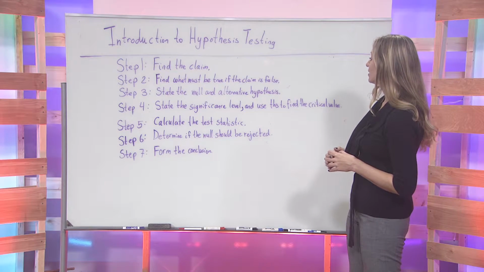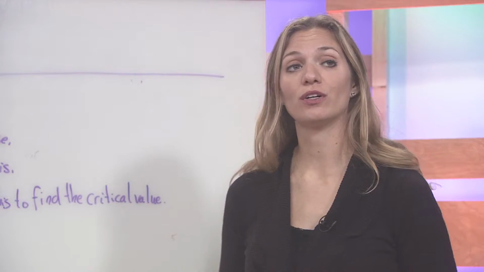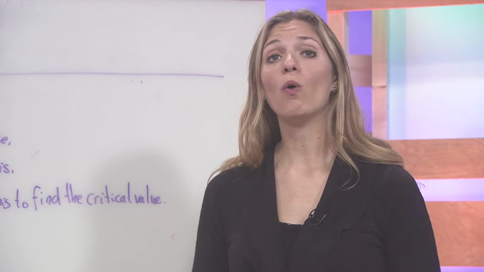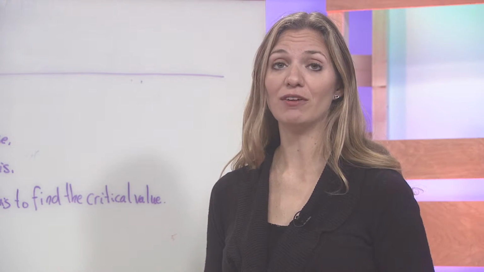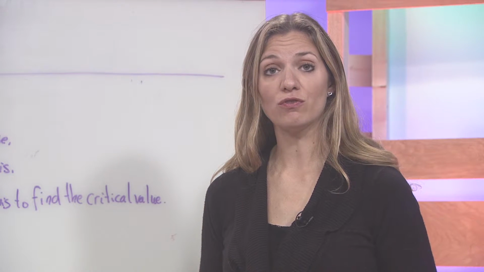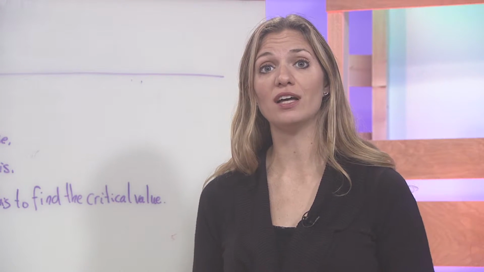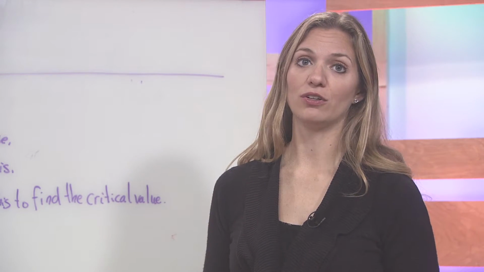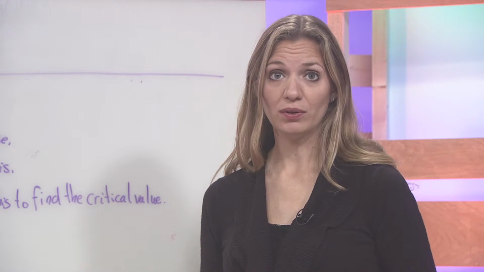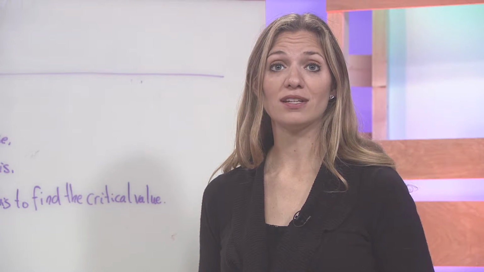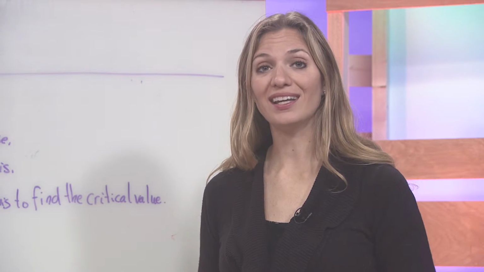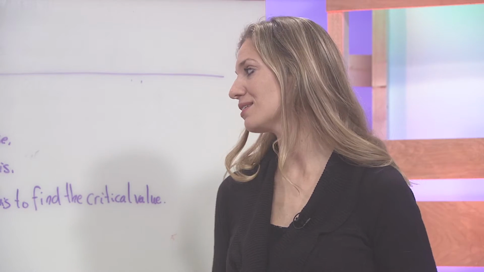Step 4 is to state the significance level and use this to find the critical value. The significance level is something that will either be given to you in the problem, or if that value of alpha is not given, you will default to 0.05. You will then use this in order to find critical values depending on if your test is right-tailed, left-tailed, or two-tailed. You will determine right, left, or two based on your alternative hypothesis being greater than, less than, or not equal to, respectively. Again, later videos will help you with this process.